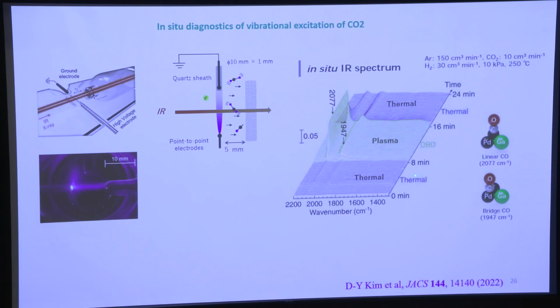Here you can see it's heated, and this is thermal. You don't see much CO formation. And then if you put the plasma on, you start to see a lot of CO formed, and if you turn the plasma off, you can see it come back. So clearly the CO is sitting on the surface of the PDCA catalyst, and that is triggered by plasma. Without plasma, you don't have it. So this is one of the dynamic measurements of CO2 on the surface.